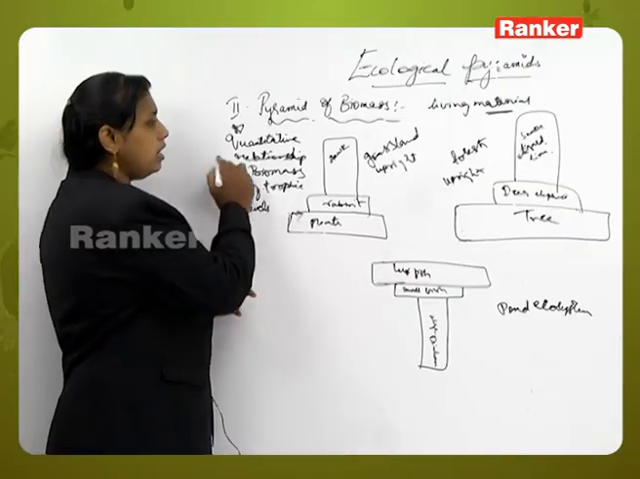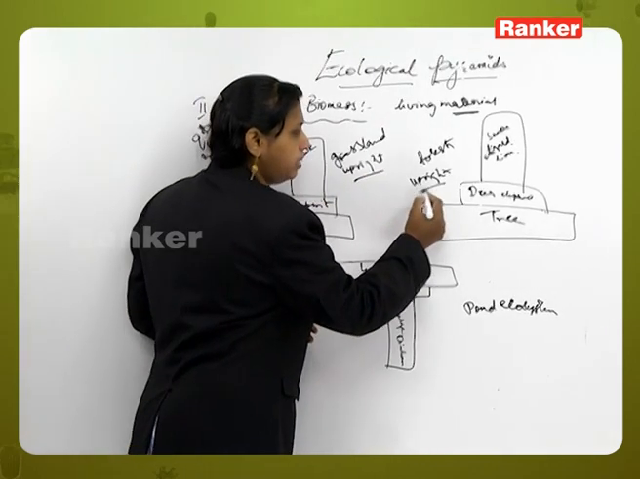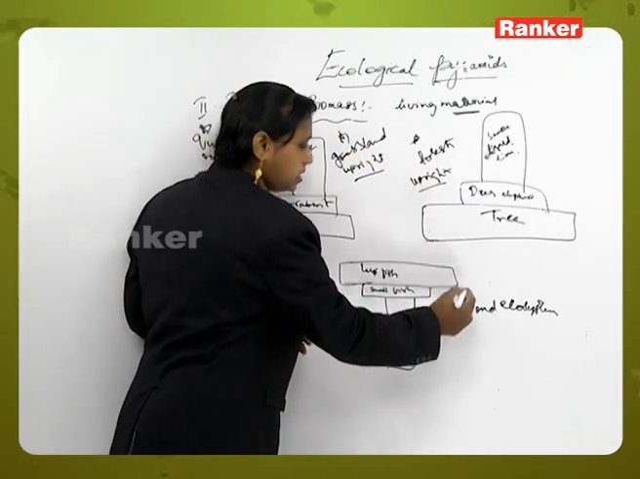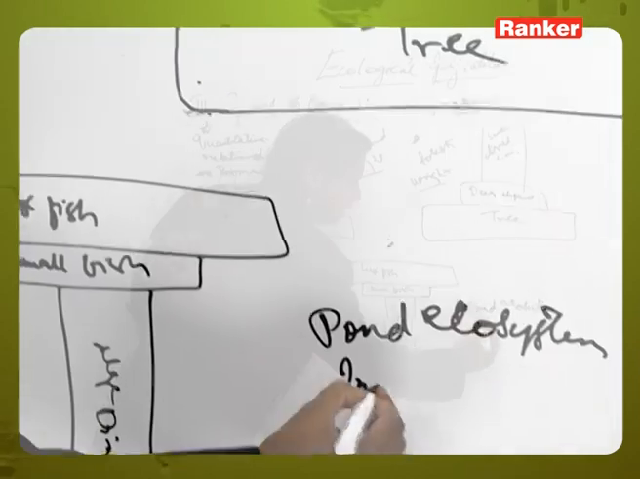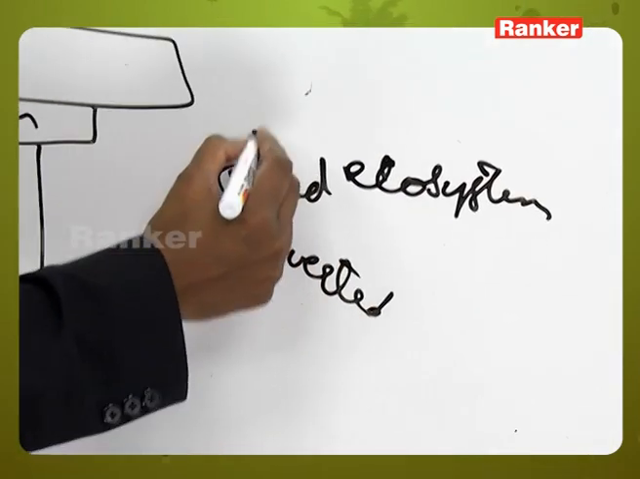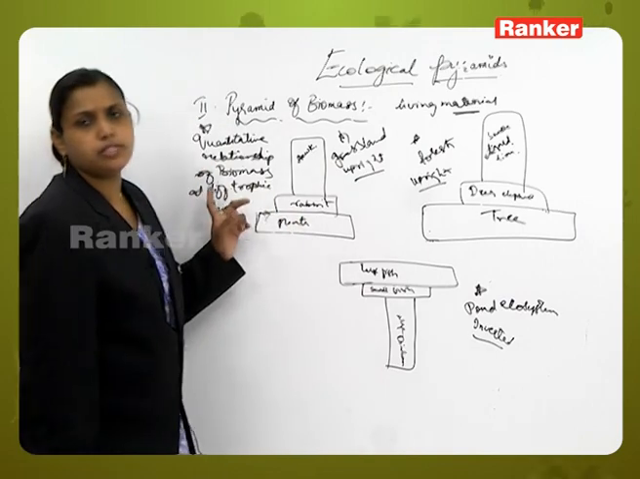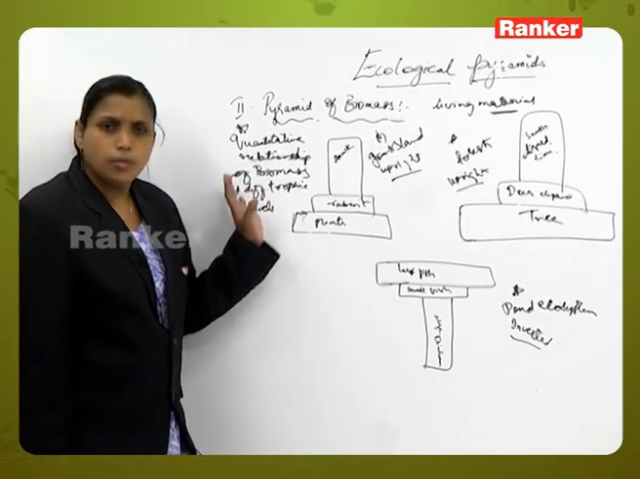Okay, this is very important. In a grassland it is upright, in a forest it is upright, and in the pond ecosystem it will be inverted. These four points are very important when you are studying the pyramid of biomass.